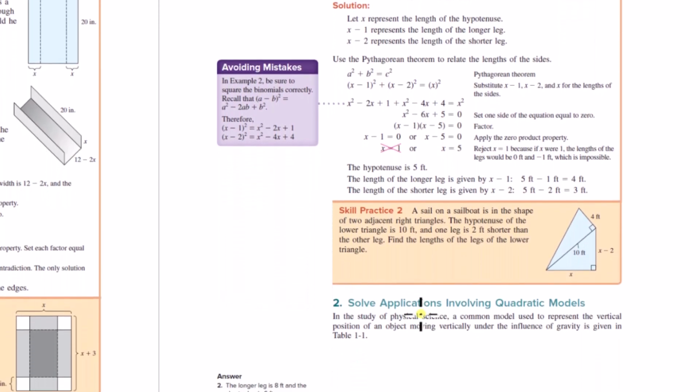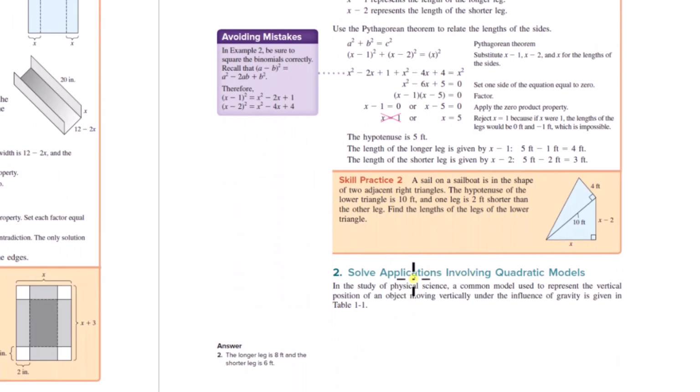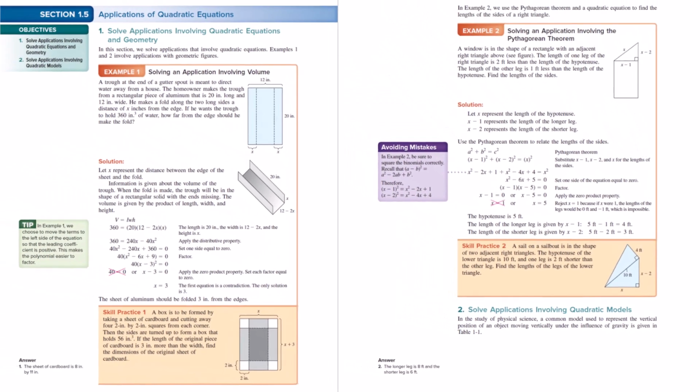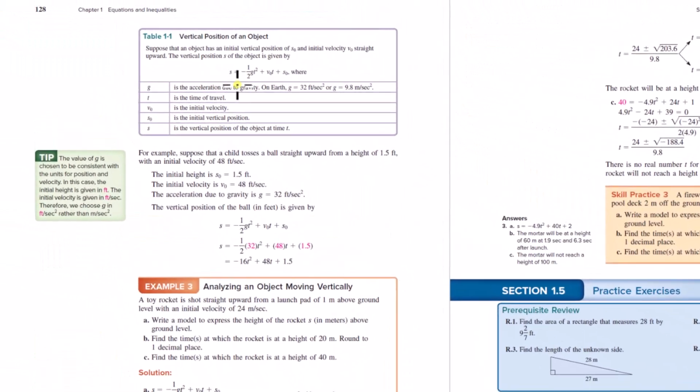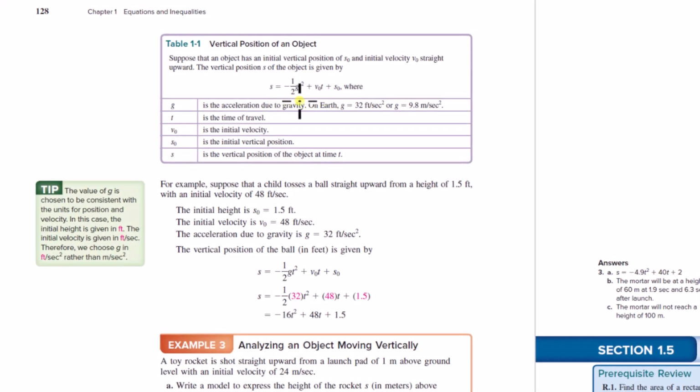Okay, that was applications involving geometry. Here's applications involving quadratic models. In the study of physical science, a common model used to represent the vertical position of an object moving vertically under the influence of gravity is what? This is the position function for an object under the influence of gravity. This is a quadratic equation.